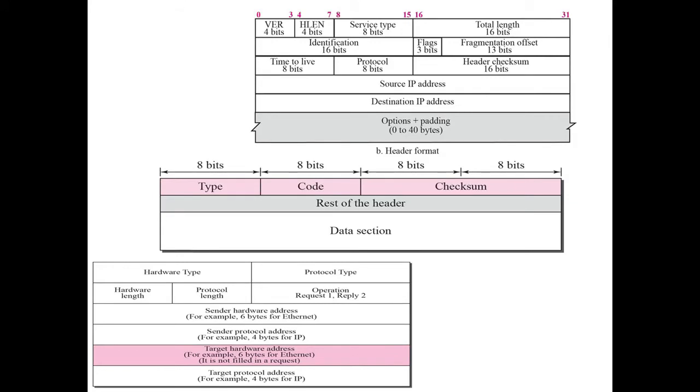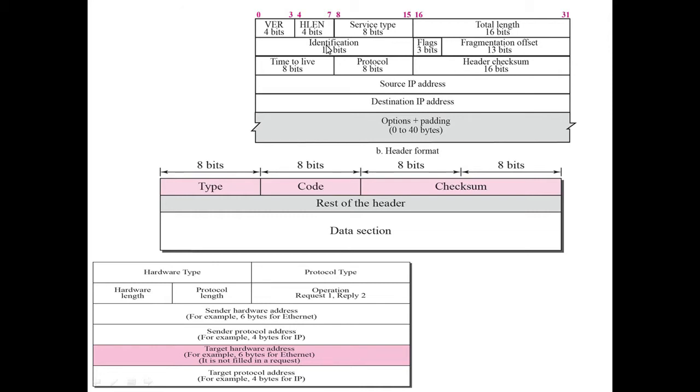So let's have a very quick look at the packet format. If you look at the very first figure, this is the header format for the IP. You can see that we have 4 bytes for version, header length, service type, total length, and the next row is for fragmentation. And then we have time to live, protocol, header checksum.